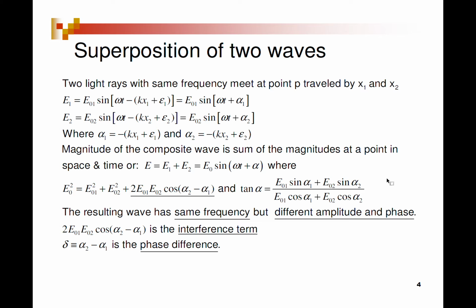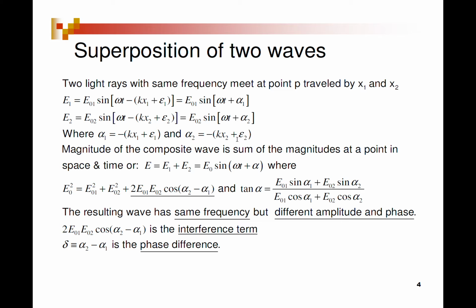So now let's try to think about superposition of two waves. First, start with the same frequency, and the two waves meet each other at point P, traveled by x1 and x2 for wave 1 and wave 2. And then the phase term is given by omega t minus kx1 plus epsilon 1, omega t minus kx2 plus epsilon 2. So remember that it has the same frequency such that omega and omega are the same. And then we have alpha 1 and alpha 2 given by this one.